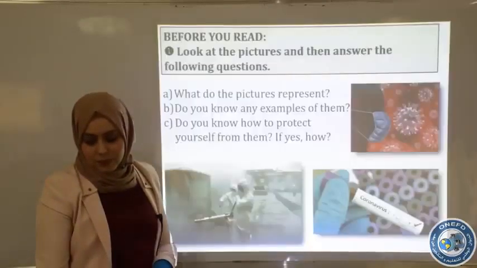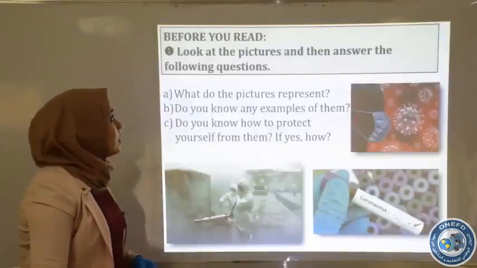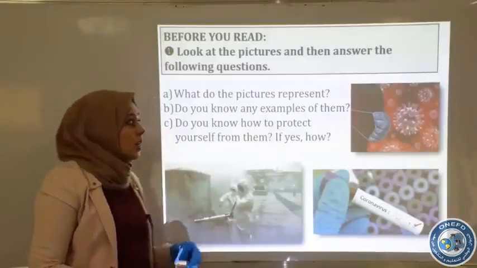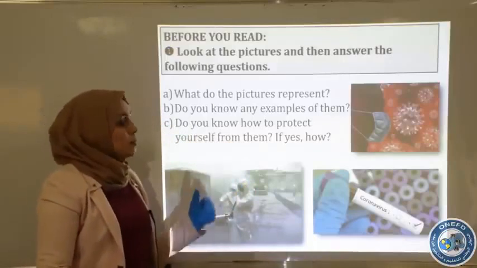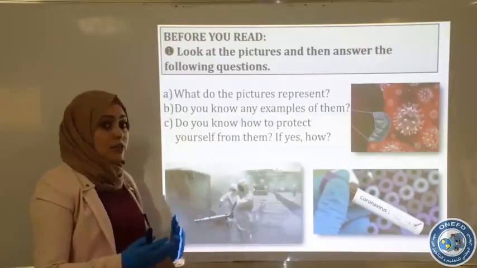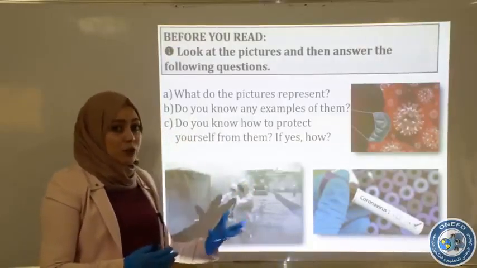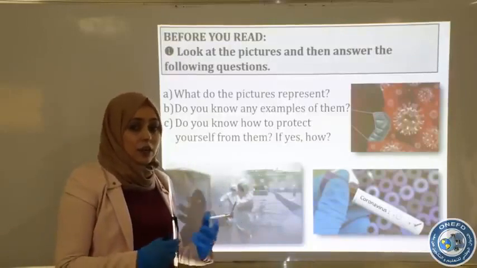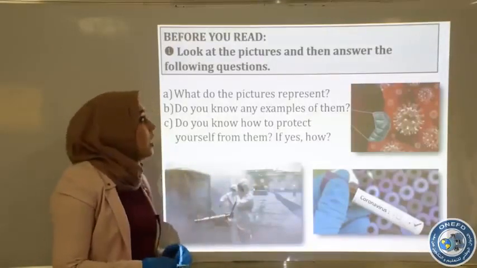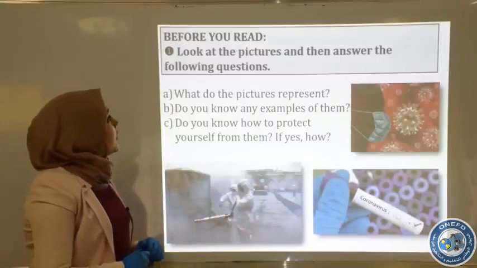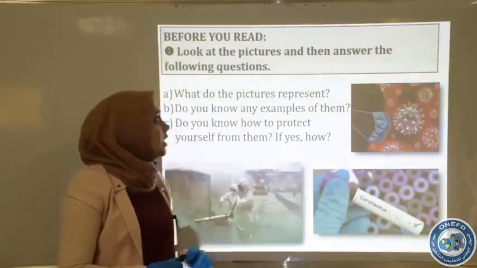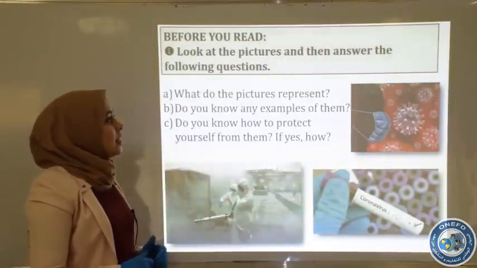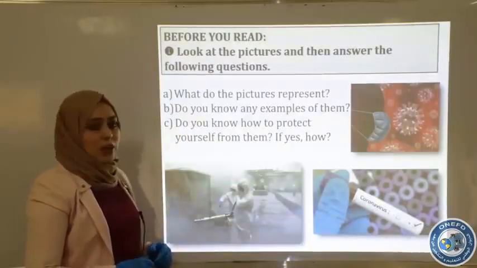All right, so we're going to start by the first task, which is before you read. So later you will read the text, but before that we have to do some tasks that will help you to understand the text better later. Okay, so the first task, look at the pictures. So here we have 3 pictures, as you can see. Look at the pictures and then answer the following questions.